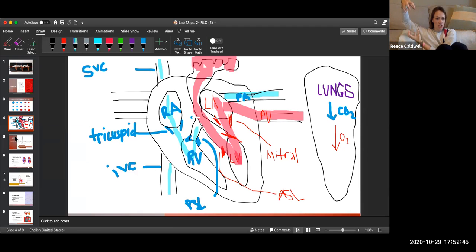Once the blood is oxygenated, it is sent from the lungs back into the heart via the pulmonary vein, V-E-I-N, and is dumped into the left atrium. From the left atrium, it passes through the mitral valve and enters the left ventricle. From the left ventricle, it passes through the aortic semilunar valve, enters the aorta, and is sent to the body, and the process restarts. So I can say blood flow through the heart in my sleep.